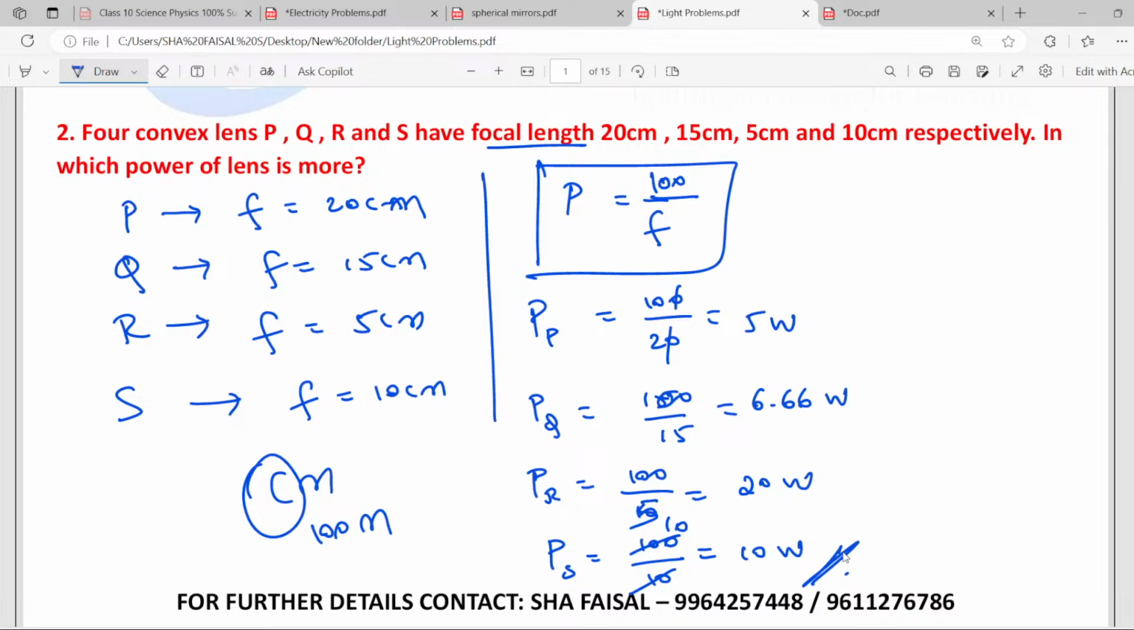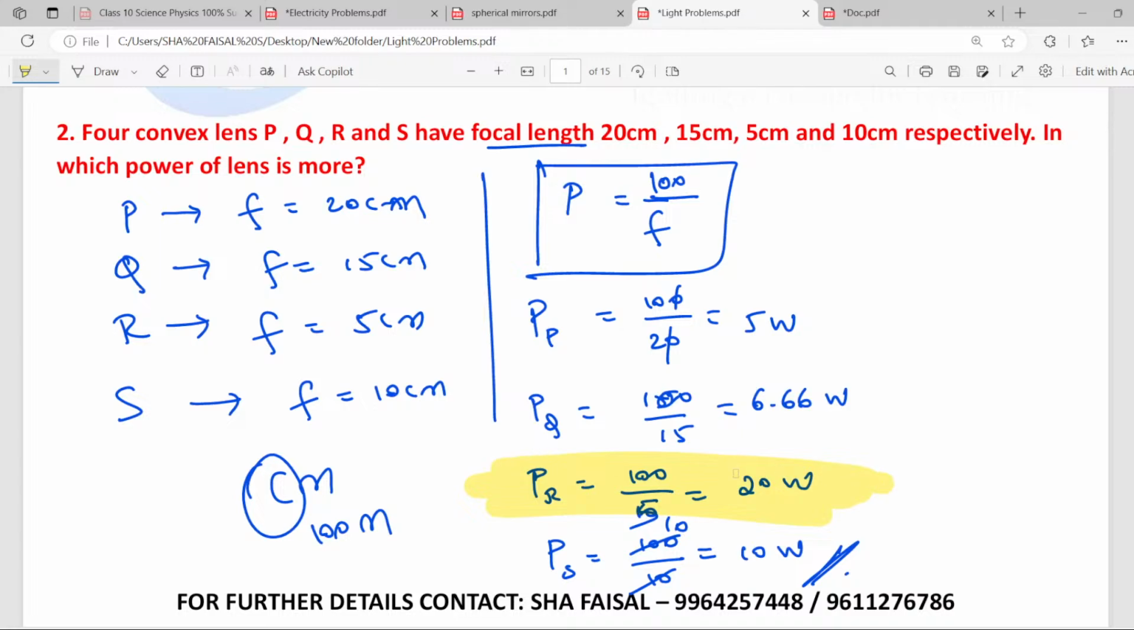In which is the power of lens more? So you have to write the comment. The power of lens is more when the focal length is 5 centimeter. When the focal length is 5 centimeter, the power of lens is more. Clear?